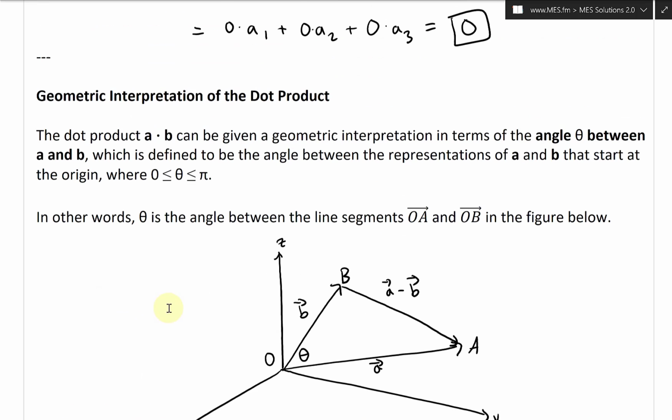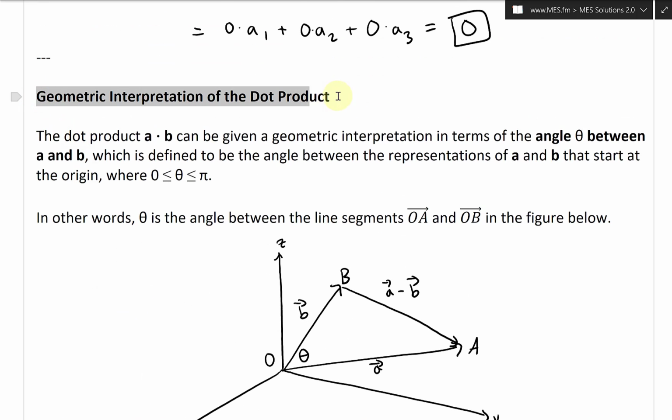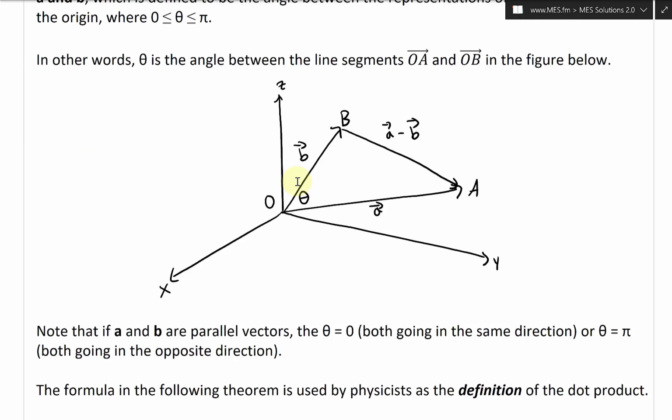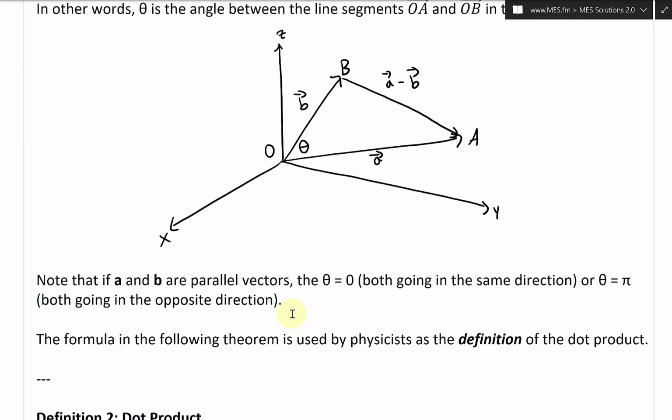All right, so let's continue further. I've added this heading there: geometric interpretation of the dot product, and I'll also include that in the topics to cover later, in the timestamps and so on. So note that if the vectors A and B are parallel vectors, that is, they're both going the same way, then the angle theta is equal to 0, both going in the same direction.